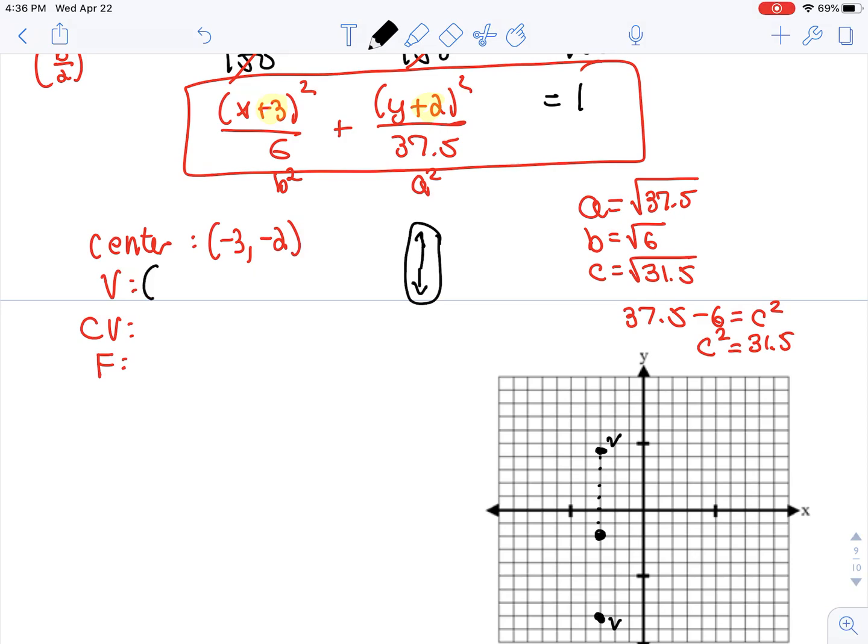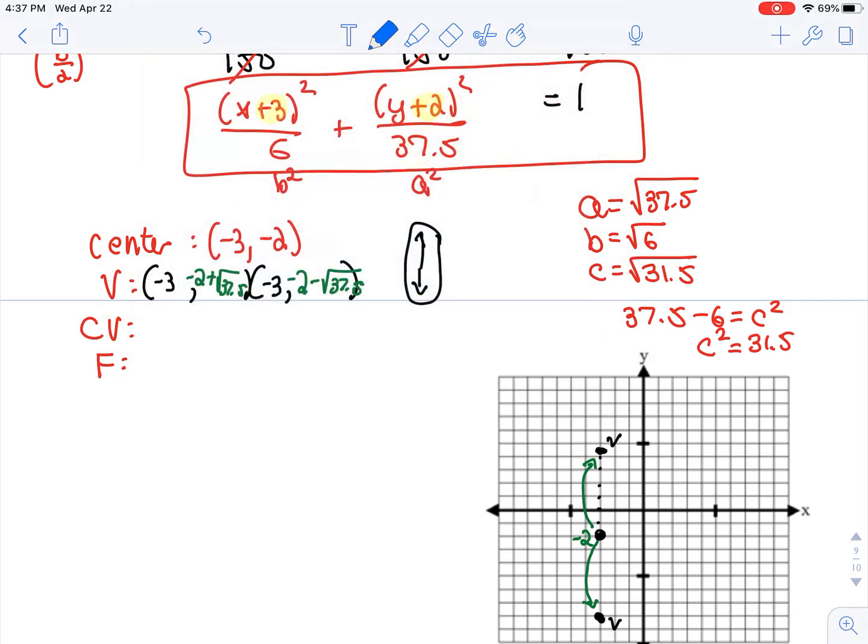Okay, when I'm naming my vertices, notice that both vertices have the same x value, negative 3. But the y values are changing. So again, look at where you're starting from. We were at a y value of negative 2, and then we went up square root 37.5. So I'll write negative 2 plus square root 37.5. And then I went down square root of 37.5. So negative 2 minus square root of 37.5. These are going to get a little bit trickier when you don't get the nice numbers, but they are still graphable.